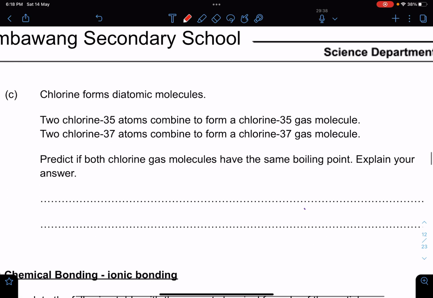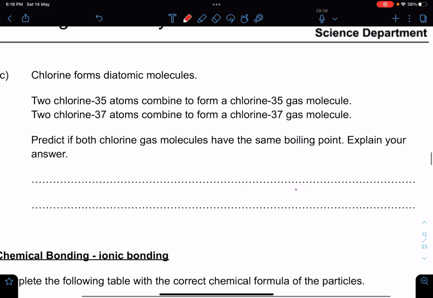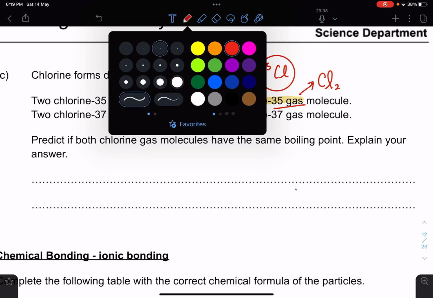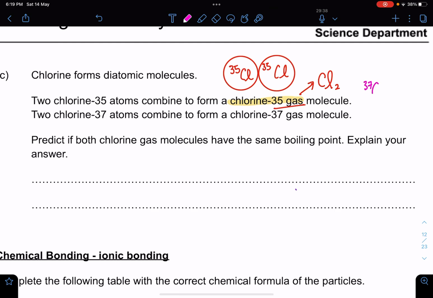Now in the last part, the question likes to ask, okay, so two chlorine 35 atoms will form a chlorine 35 gas molecule. Basically, this is saying that a chlorine 35 atom will combine together with another chlorine 35 atom to form chlorine gas. So chlorine gas has the chemical formula Cl2. Alright, and then you have the same thing for chlorine 37. An atom of chlorine 37 can chemically bond with another chlorine 37 to form another chlorine gas molecule.